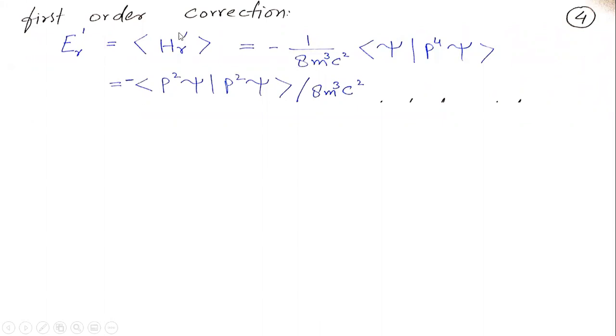For this purpose, we are using non-degenerate theory, and the energy correction is the first-order correction. So H_R' is sandwiched in between the ψ, where ψ are the unperturbed states, and p⁴ over minus 8m³c² is the perturbation. Why are we using non-degenerate theory, in spite of the fact that the hydrogen atom is highly degenerate? We will discuss the answer to this question in detail at the end of the video.